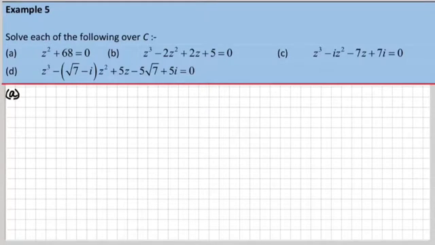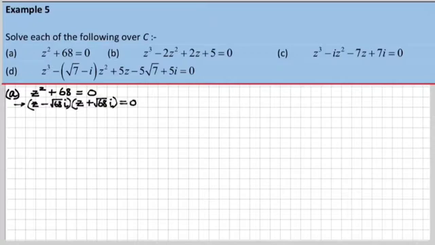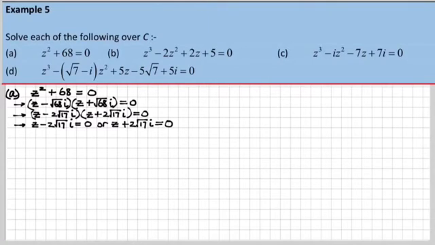Right, let's go for A. We've got that. Now I'm just going to turn that into a difference of 2 squares. You know how to do that now. It becomes that thing, doesn't it? Of course it does. And you know therefore that Z, what did I do there?